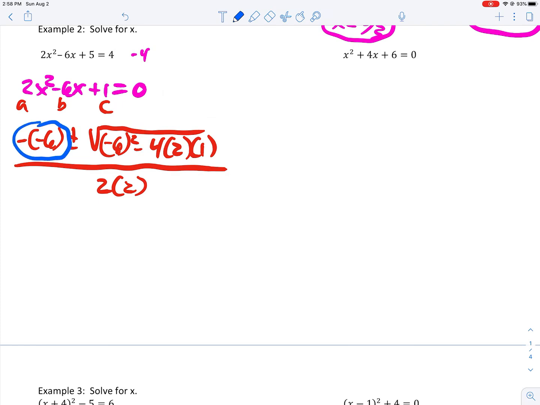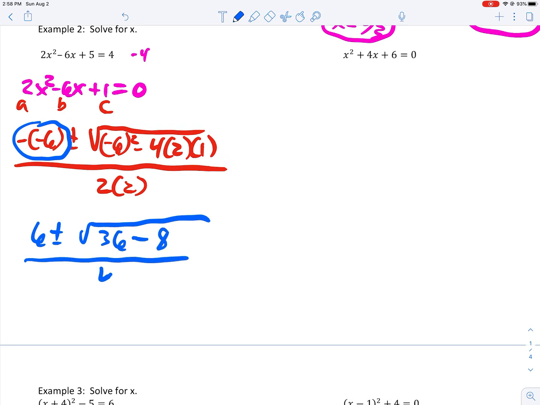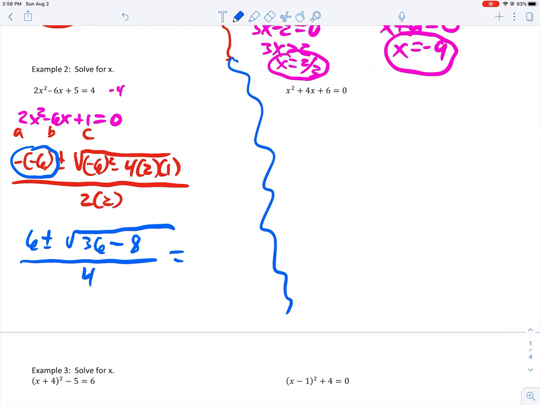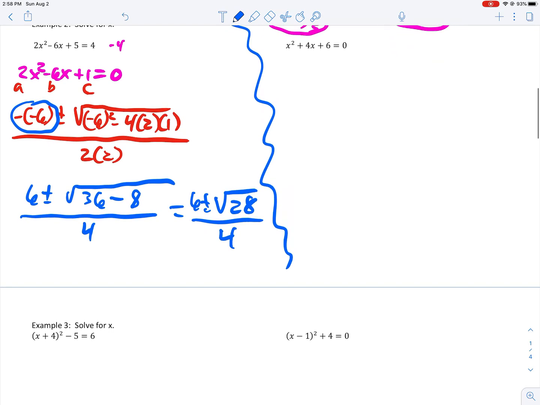Next, you got to be careful with your signs, and we just start simplifying. Right? Out front, that becomes a positive 6. This becomes 36 minus 8, all over 4. And now we're just simplifying. 6 plus or minus the square root of 36 minus 8, which is 28. And now you simplify. 28 is 4 and 7. So it's 6 plus or minus 2 root 7 over 4.